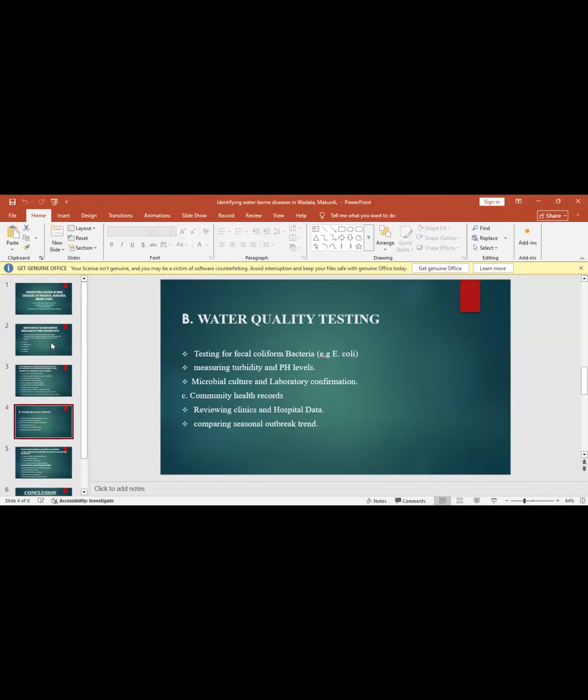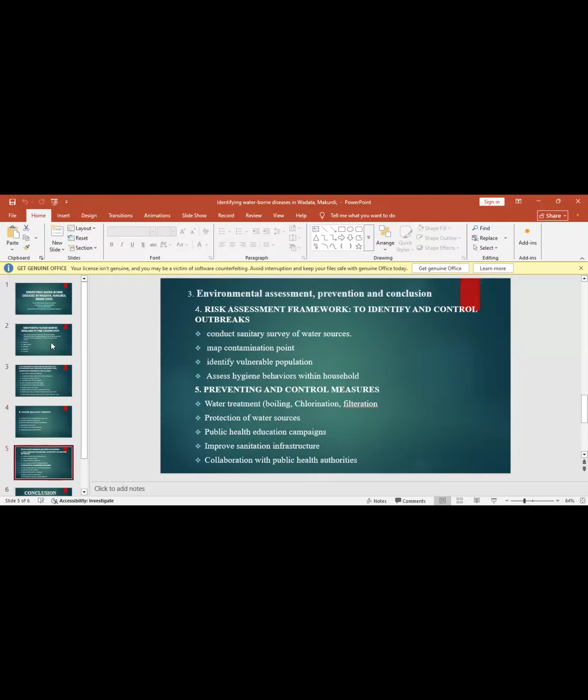Water quality testing. To know exactly how suitable the water is, we need testing. We need to test for fecal coliform bacteria, e.g. E. coli, and measure turbidity and pH level, microbial culture and laboratory confirmation. All these reveal the potability of water for use. Then we have community health records, reviewing clinic and hospital data, and comparing seasonal outbreaks. Then three, we have environmental assessment, prevention, and conclusion. A risk assessment framework to identify and control outbreaks.